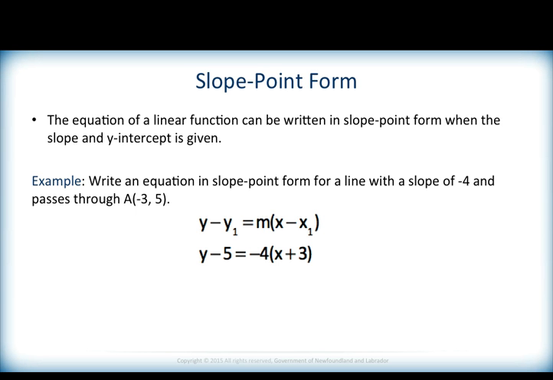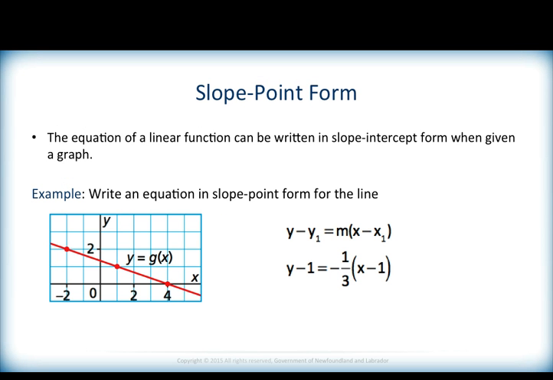So if you go x subtract a -3, that will give us x plus 3. If we have y subtract 5, that will give us y subtract 5 in our equation. So as a result, we will have y subtract 5 equals -4, and in brackets, x plus 3. This type of equation helps us to easily determine a point that lies on the linear function, since we can just easily look at the x and y parts of our equation.